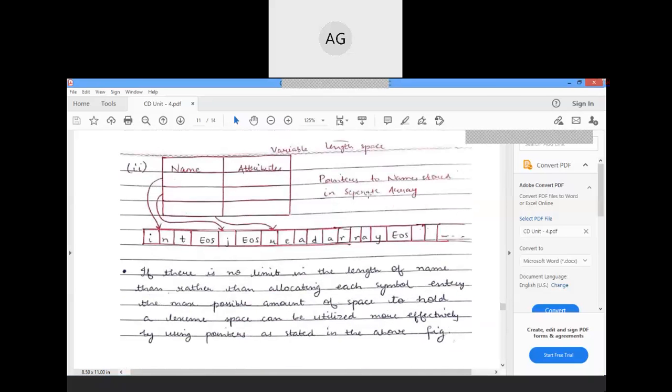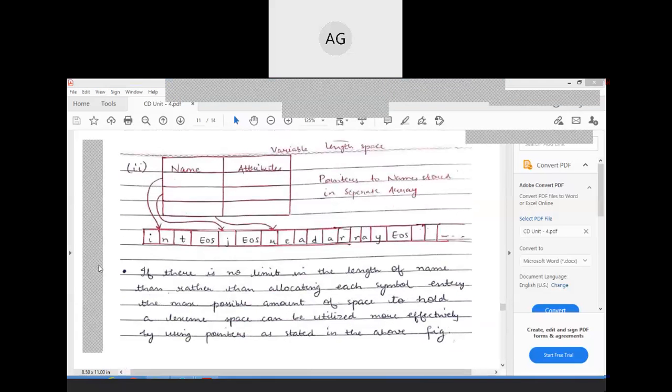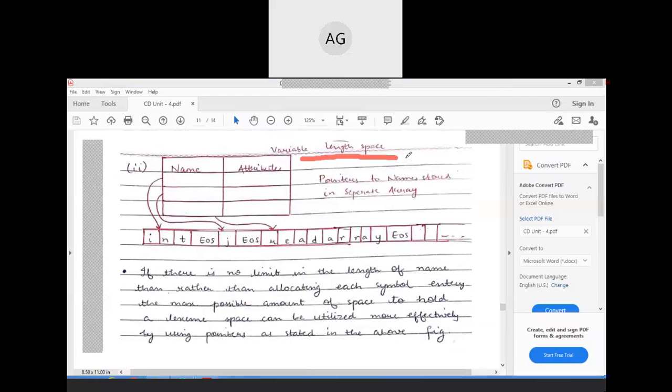And you can also store in the second type of way, which is known as the variable length space. So here, corresponding to each entry, you can make a linked list. Means if you are going to store the int, then you can write the link to the int. Then EOS, meaning end of statement, is used as a separator between the two entries. Then the j entry is stored, then the end of statement is stored. So by this you can store the value in the symbol table as a variable length space.